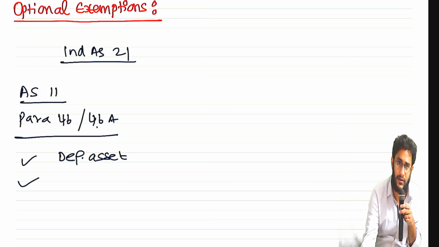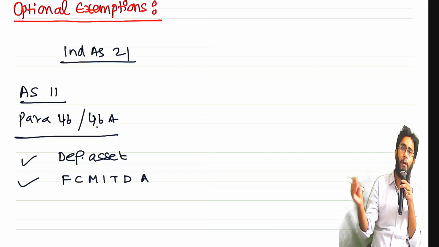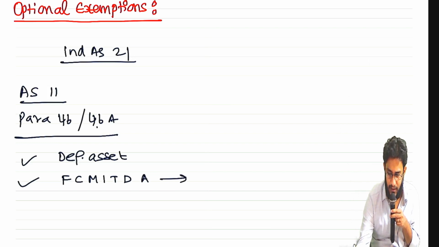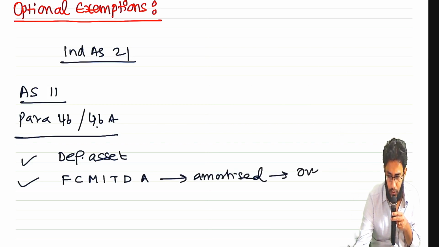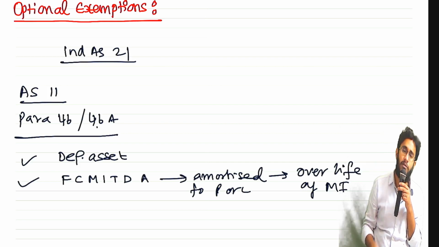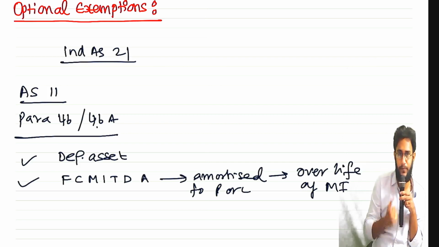Para 46, 46A, what did they say? Create a temporary account called the foreign currency monetary item translation difference account, and you keep on parking exchange gains and exchange losses into this separate account, and this will be amortized to P&L over the life of the monetary item. Suppose the loan you have given is for 5 years, so whatever balance is there in FCMITDA will be amortized over a period of 5 years.